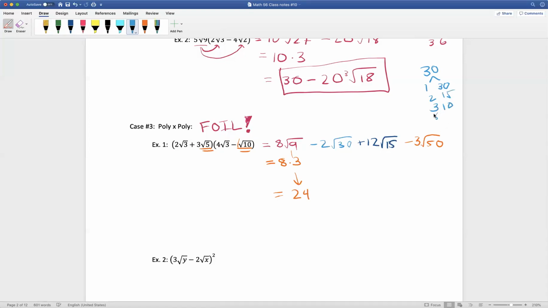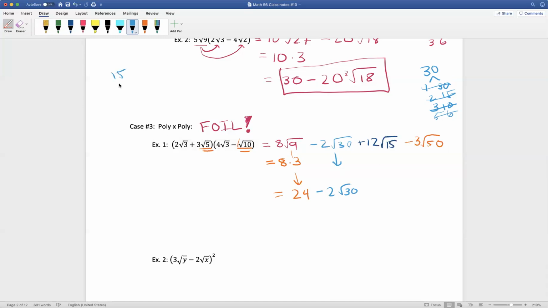5 and 6. Are any of these perfect squares? Nope, nope, nope, nope. No perfect squares. So there's nothing we can do to simplify that. I'm just going to rewrite it as minus 2 square root of 30. Next, 12 square root of 15.